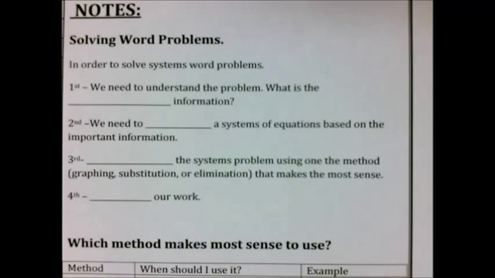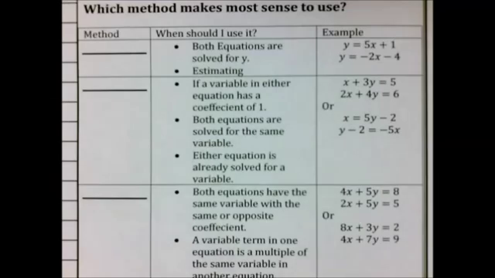The third step is to solve the systems problem using one of the methods: graphing, substitution, or elimination, whichever makes the most sense to use for the certain problem. And then finally, the last step would be to check your work. So let's talk about what method makes the most sense to use and when you should use it.